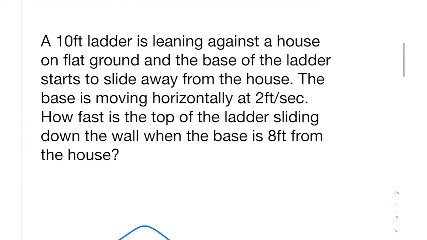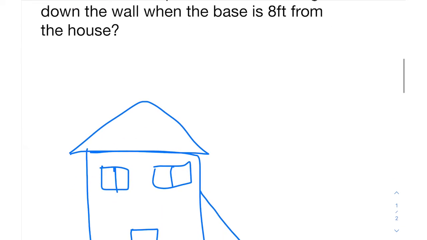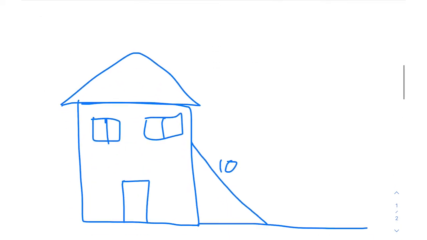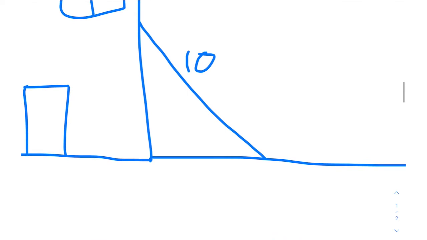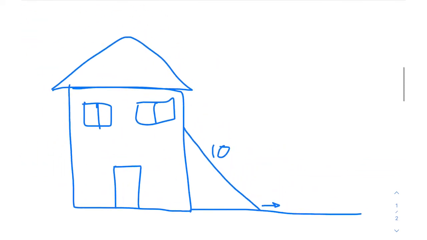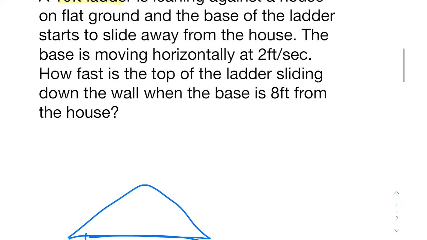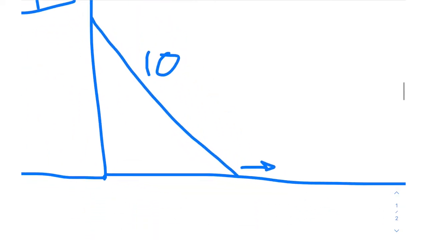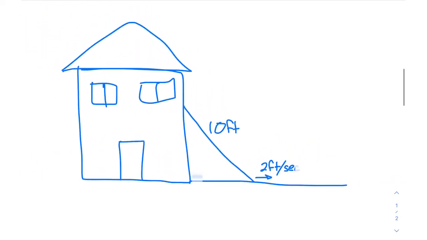Let's see what we can label. It says it's a 10-foot ladder, so let's go ahead and label that as 10. And it says that it's sliding away from the house, which means that it's going to be sliding in this direction. And the units they give us here are 2 feet per second. So it's a 10-foot ladder, and then the base is moving 2 feet per second away from the house.